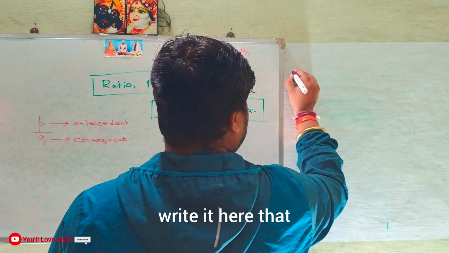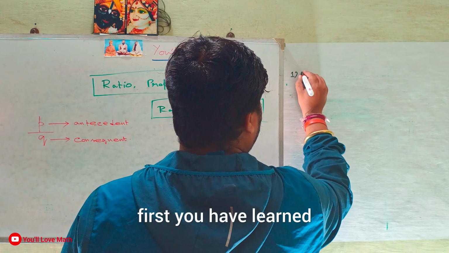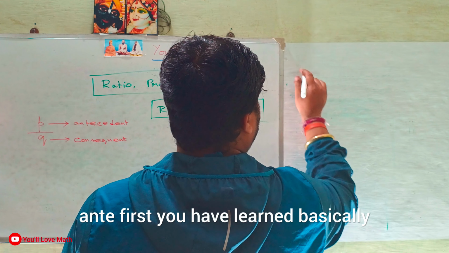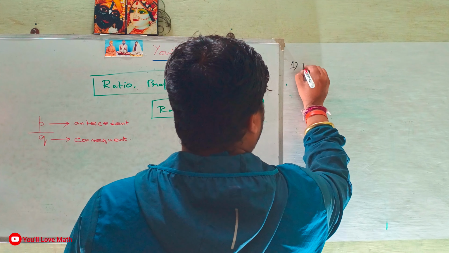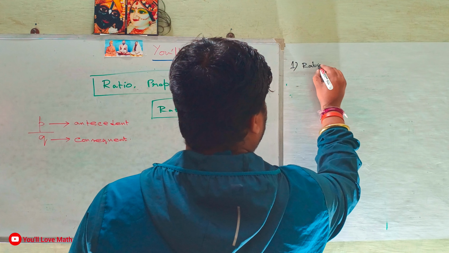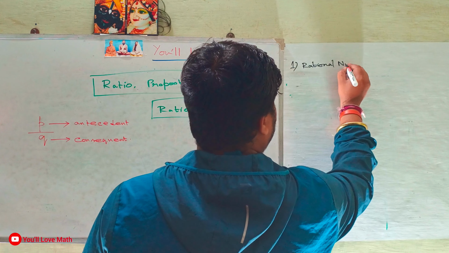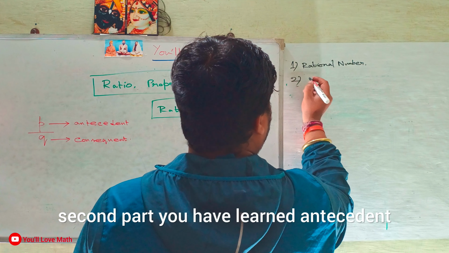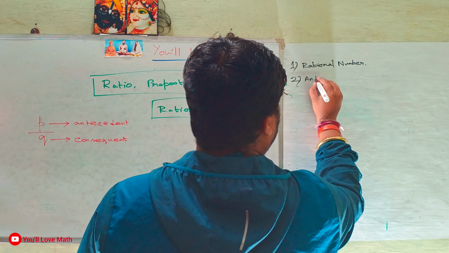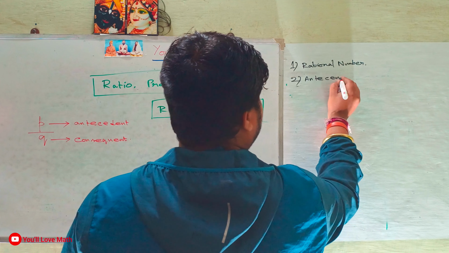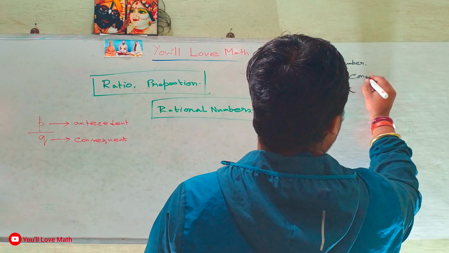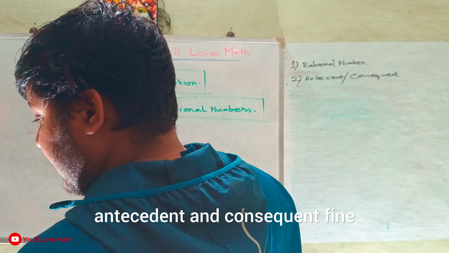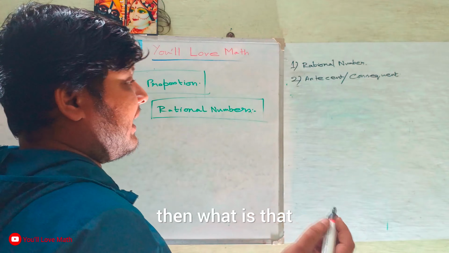I can write it here. First you have learned rational number. Second, you have learned antecedent and consequent.